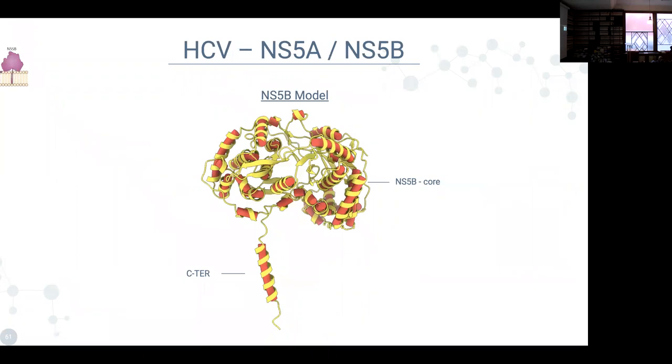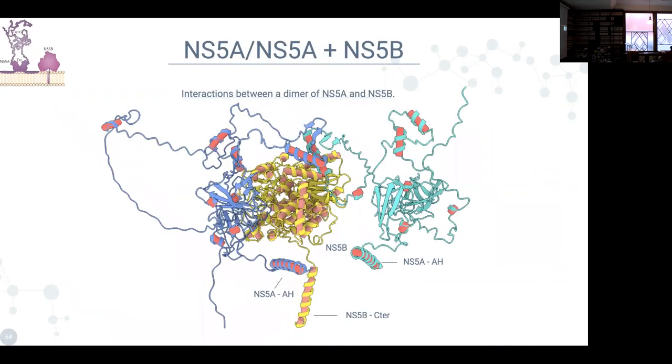And for NS5B, this is simple. The core structure we got is the same as what we have in the PDB. The helix is modeled in the perfect orientation, like it will fit the membrane. So we were super happy. And I said that NS5A interacts with NS5B, and NS5A can dimerize. So we tried a dimer of NS5A with a monomer of NS5B. And tada, this is what we got.